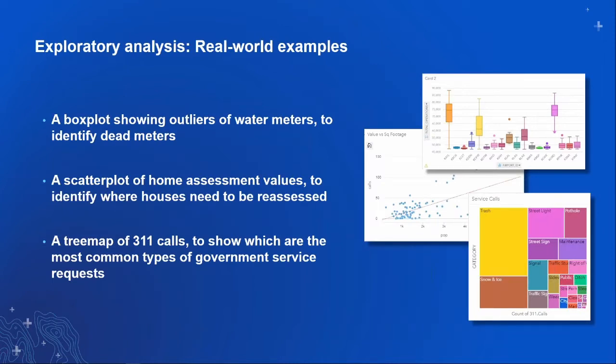Some real-world examples of exploratory analysis. In the upper right, there's a box plot showing outliers of water meters, and this was done to identify the dead meters. Or you could have a scatter plot for home assessment values to identify where houses need to be reassessed. And then a great visualization is the tree map, which allows you to show the most common types of government service requests. And this is simply an aggregation of your data in chart form.